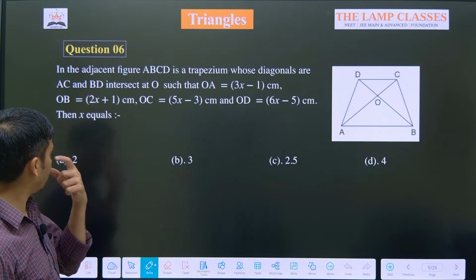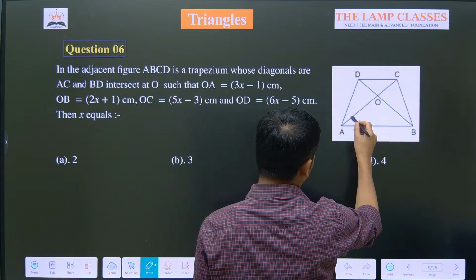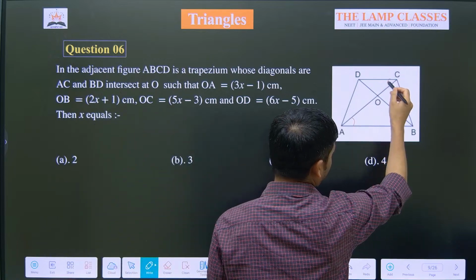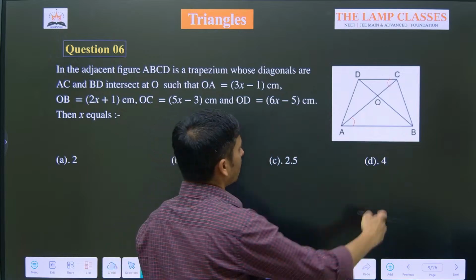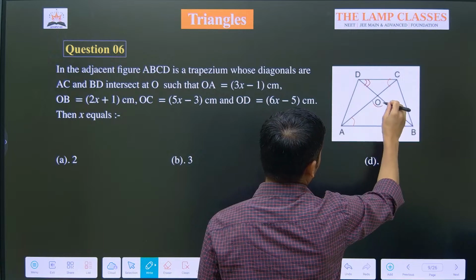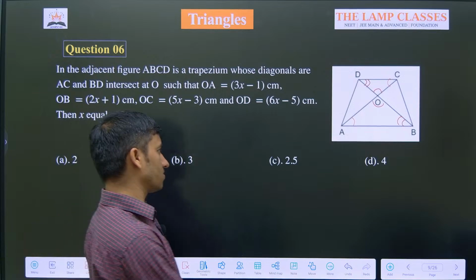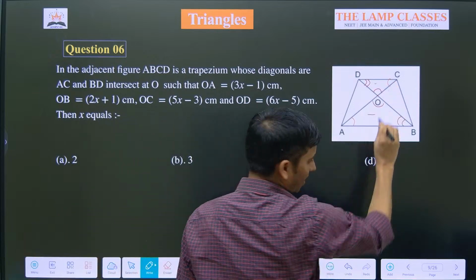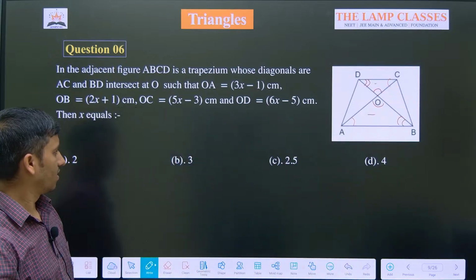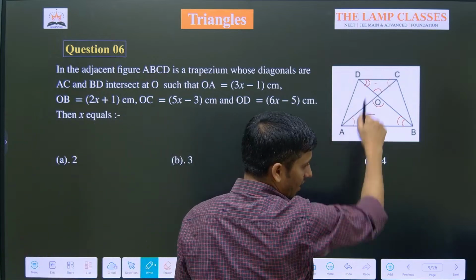Okay, then let's solve it. Since it is a trapezium, we can tell this angle and this angle are equal, alternate interior. We can even say this angle and this angle are equal, right? And obviously this angle and this angle will be equal due to vertically opposite angles. So this small triangle here and this triangle are actually similar. If they are similar, we can use the sides to be proportional.